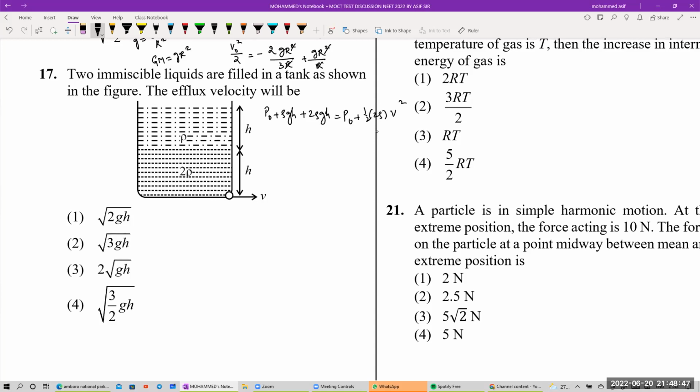तो ये कितना बन जाएगा बेटा, P naught तो चले जाएगा. This is 3 rho G into H will be equal to rho into V square. Rho भी चले गया, तो V is equals to under root of 3G into H will be the velocity.